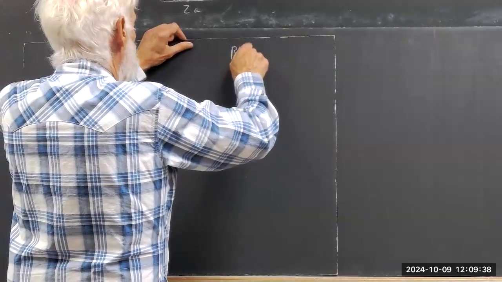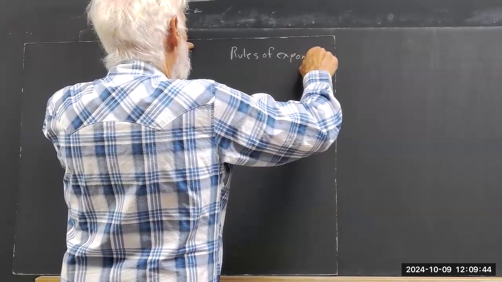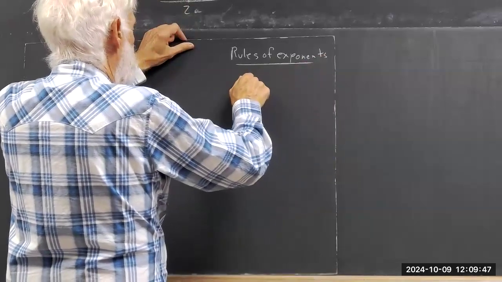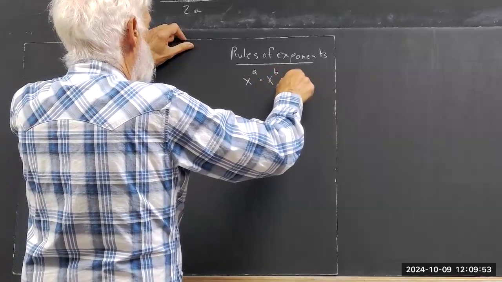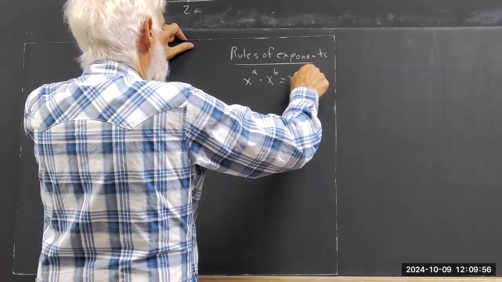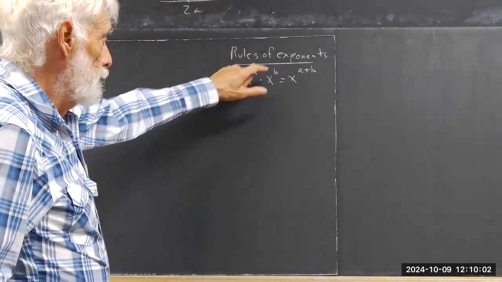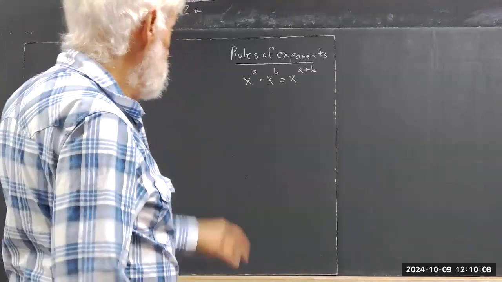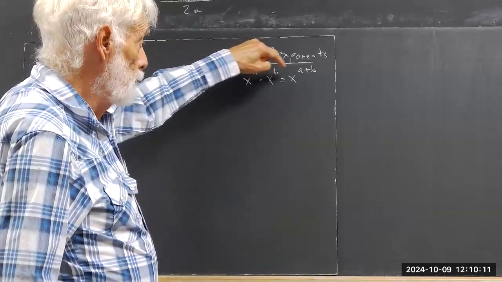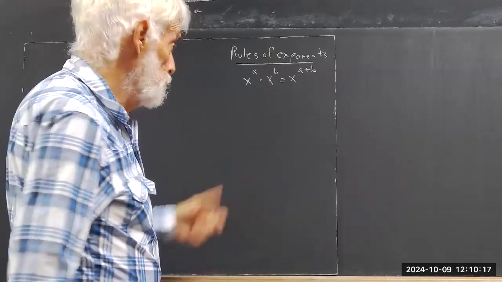So, rules. Playing off of what we just did, x to the a times x to the b is x to the a plus b. That works for x squared times x cubed, because a would be 2, b would be 3, a plus b would be 5, and you would confirm what we just did by writing out all the x's.